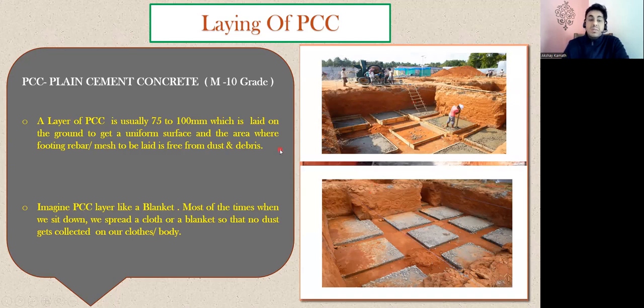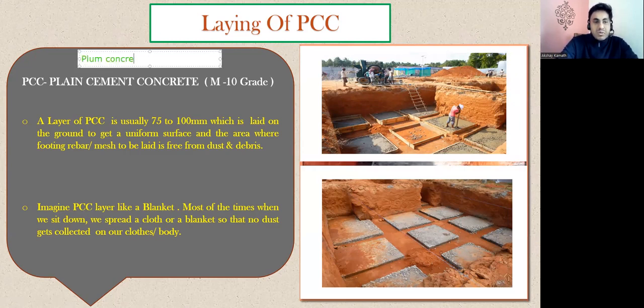So this PCC, sometimes we call it plum concrete. Write it here, remember, plum concrete. Why is it called plum concrete? Because the ratio is somewhere close to 1:4:8. Here the last one, 8, is the aggregate. The coarse aggregate content will be more here, so it will be a kind of lean mix for us. That is why we call it plum concrete.